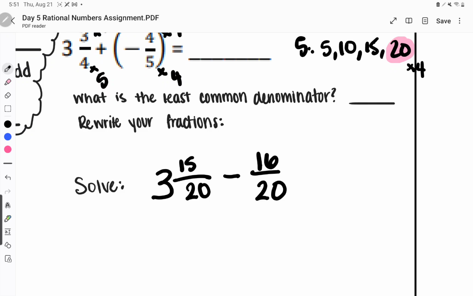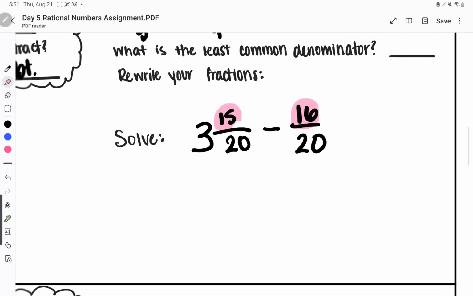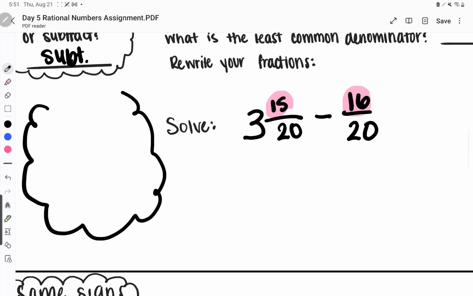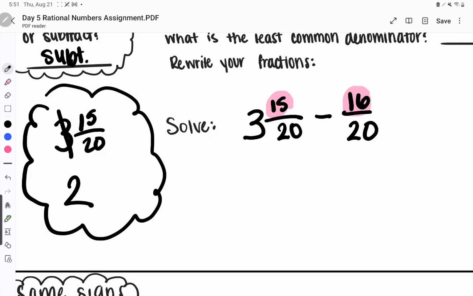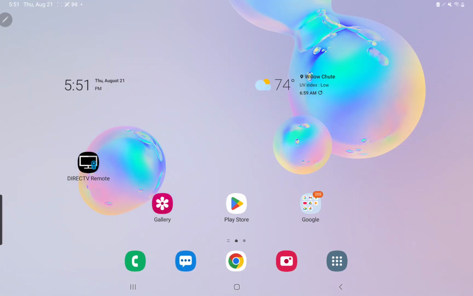At this point, I am still subtracting. I can't do 15 minus 16, so I'm going to regroup. I'm going to show you the regrouping process over here. I have 3 and 15 over 20. This 3 is going to go down to a 2 because I'm going to borrow from it. Then I'm going to take my denominator and just add it to it.